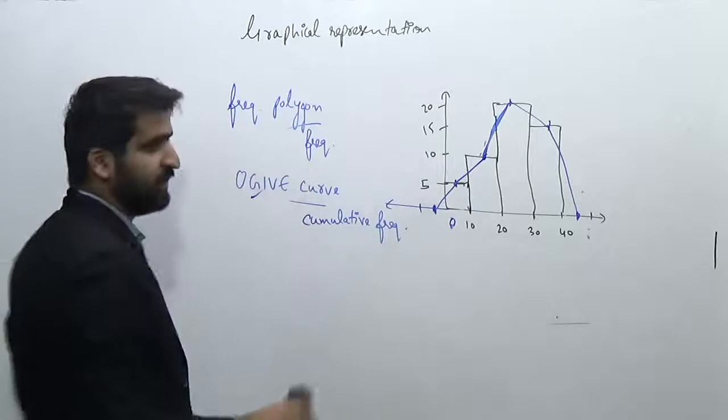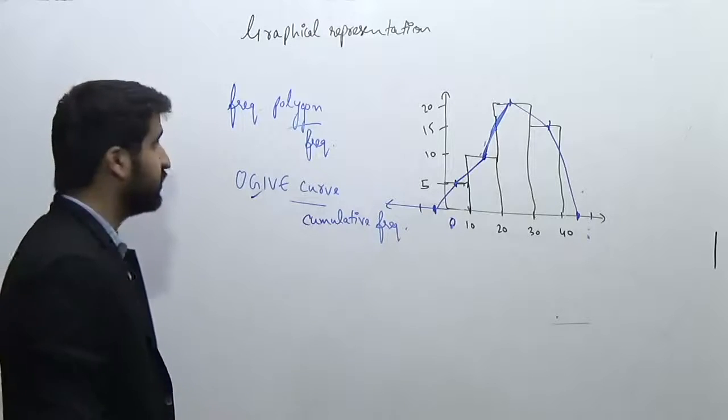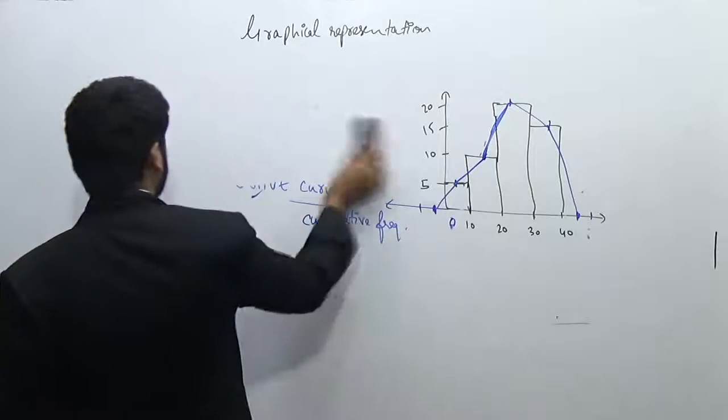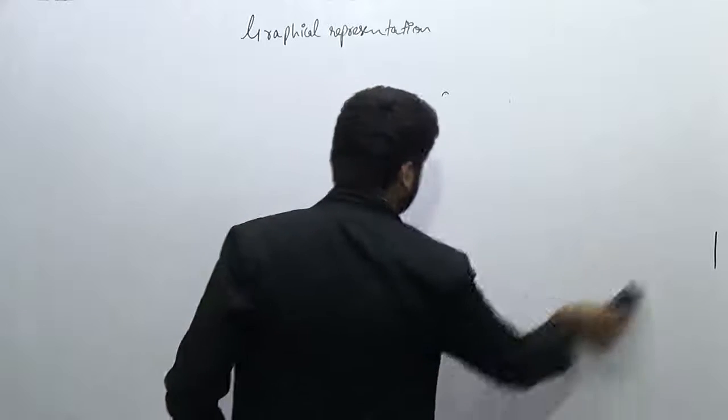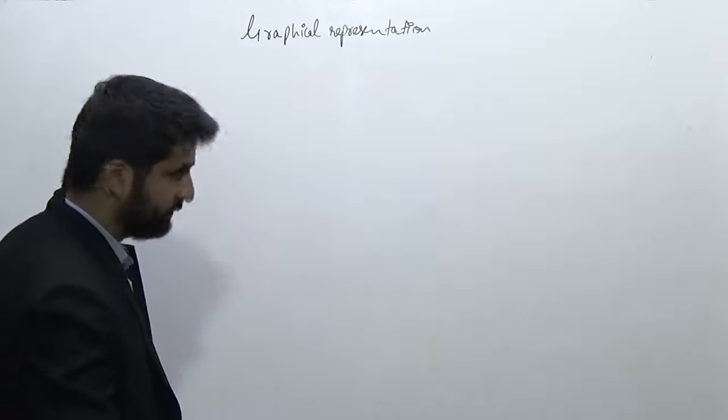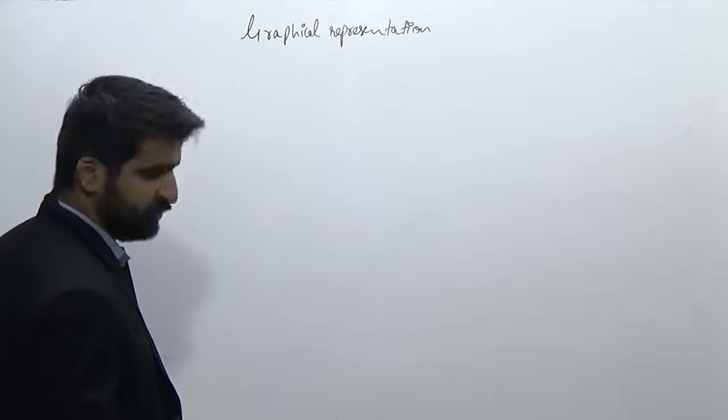And this ogive curve can be of two types, that we will study in the case of median. It can be a more than ogive curve or a less than ogive curve. And the point where these two ogive curves meet, that point is known as the median. That we will be discussing in the case of measures of central tendency.